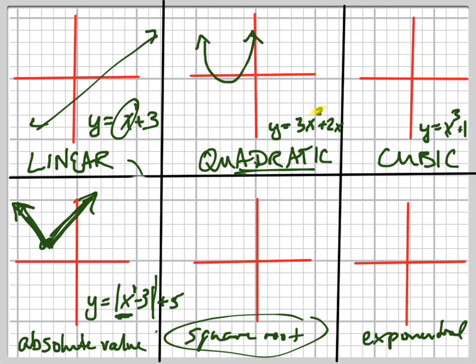A square root function is related to a square. It's a quadratic. It's actually the square root function is a sideways, half of a sideways parabola. Look at this parabola up here.